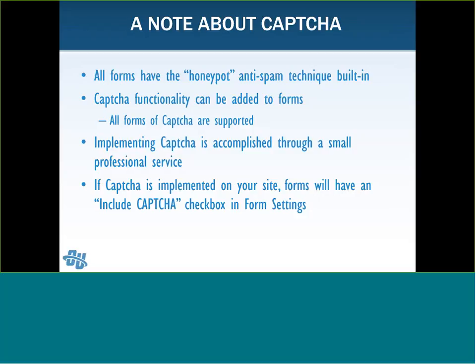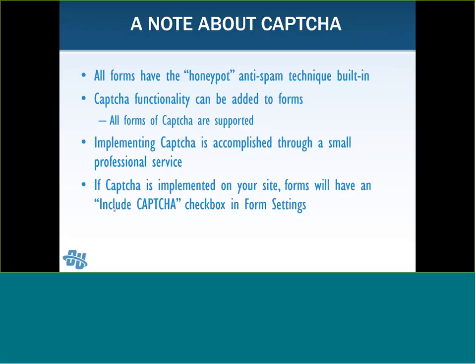That's just always there. If you do want to include CAPTCHA to your forms in addition to that, we do have that capability. All forms of CAPTCHA are supported, so if you want to do CAPTCHA 2, CAPTCHA 3, or reCAPTCHA, all of those are totally supported. But if you do want to have CAPTCHA, it is accomplished through a small professional service. So if you are interested in getting CAPTCHA implemented on the forms for your site, I would suggest reaching out to us at support.omniupdate.com, and we'll get you in touch with our professional services department in order to get that accomplished.